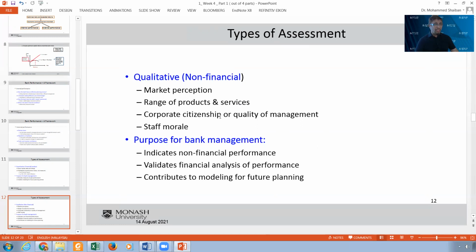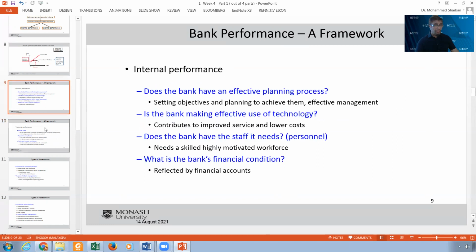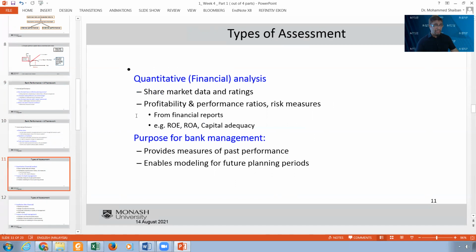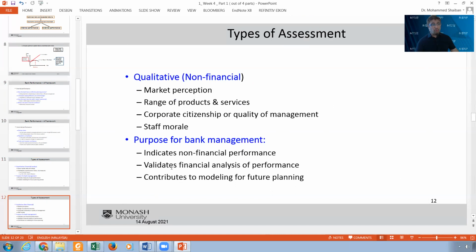But actually, what is the purpose? The purpose of this quantitative analysis is to see how we did in the past and what we should do about it in the future, how we should improve it. The qualitative one, we use for different things.